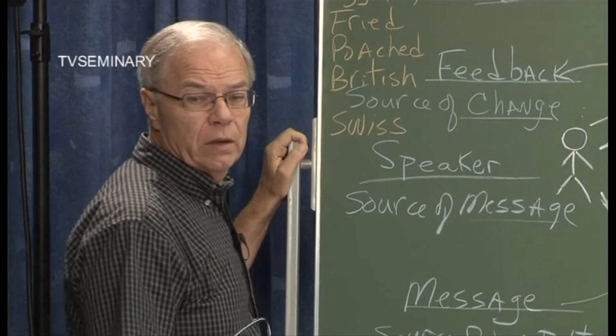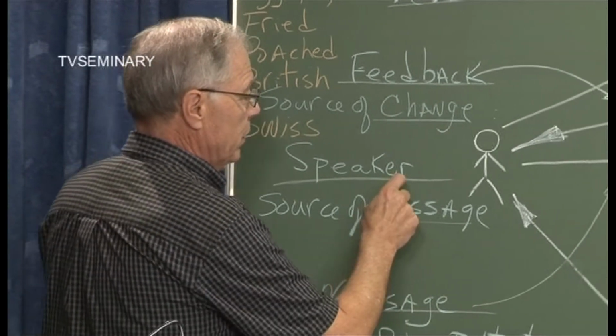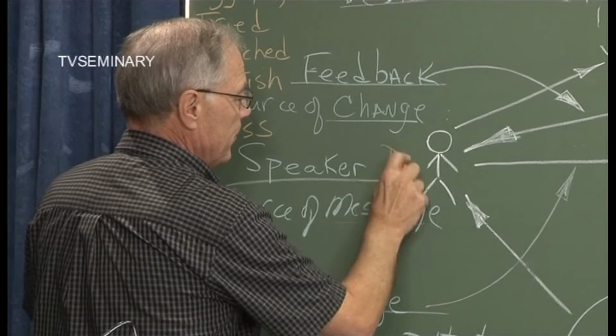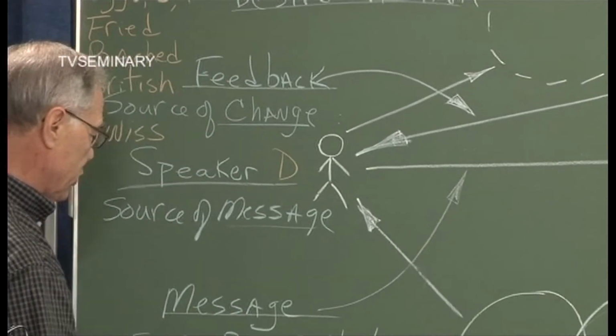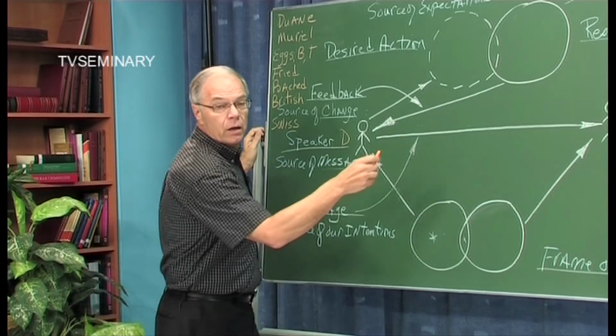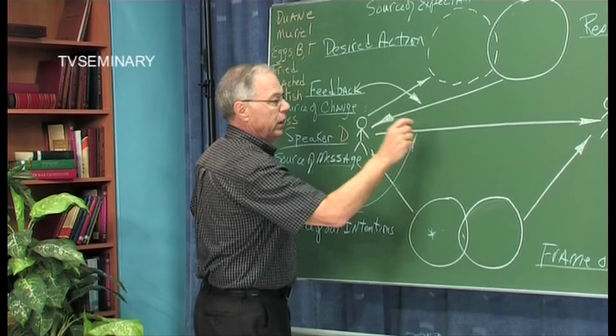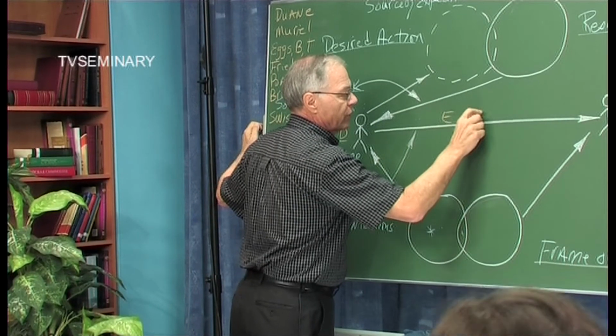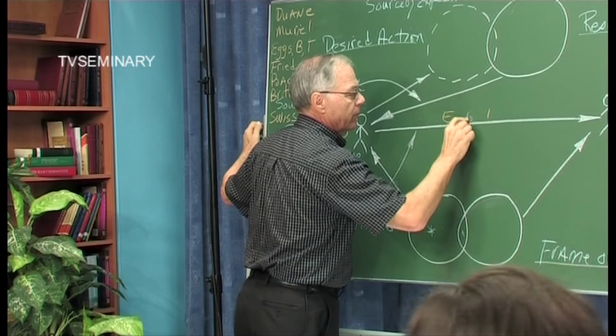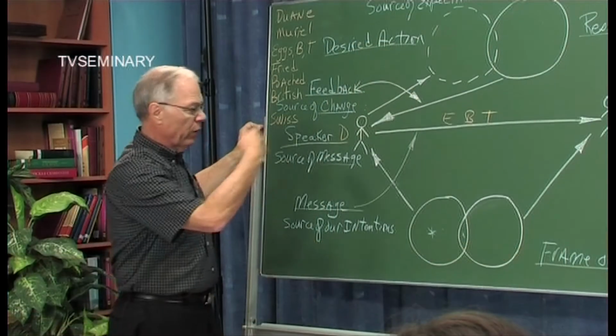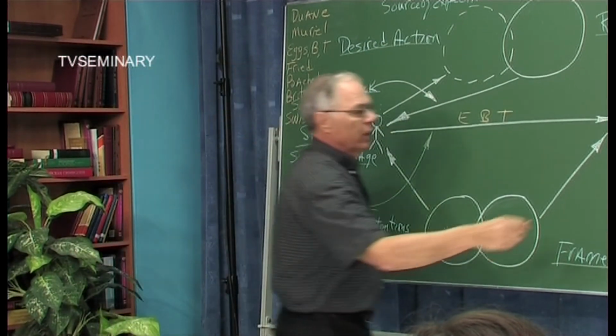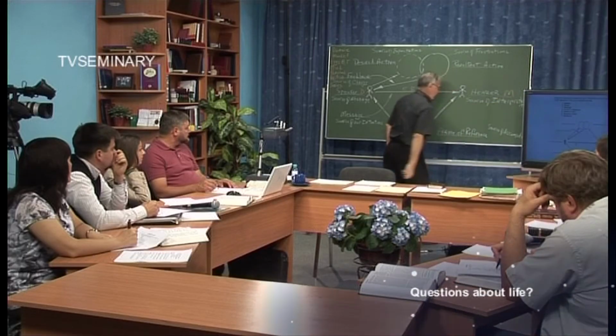Everybody finished? Okay, let's fill these in. Speaker? And the message? Eggs, bacon, and toast. Yep, that's what I asked for. Bacon. All right? That was the message. She asked me what I would like, so I gave her the message. So the hearer would be Muriel, my wife.